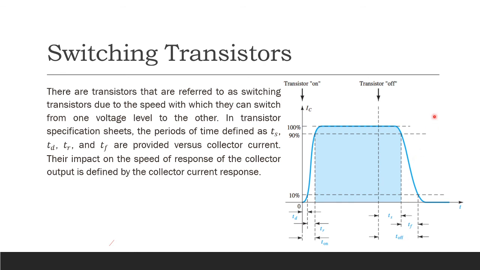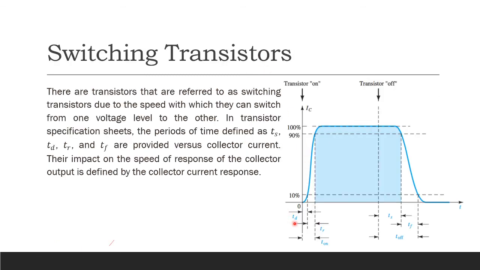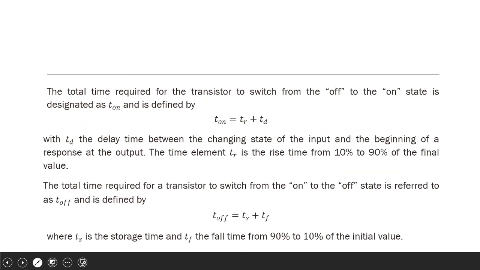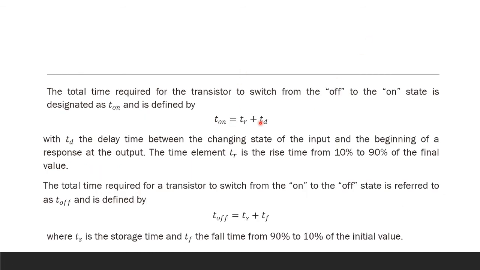Well, actually, that is true. The total time required for the transistor to switch from the off to on state is designated as T-on and is defined as TR plus TD, which is very obvious here. TD is known as the delay time. This is the time at which from 0, you reach 10%. And TR is the rise time. That is the time at which from 10%, you reach 90%. T-on is from 0 to 90, so just add the two. So we have TR plus TD.